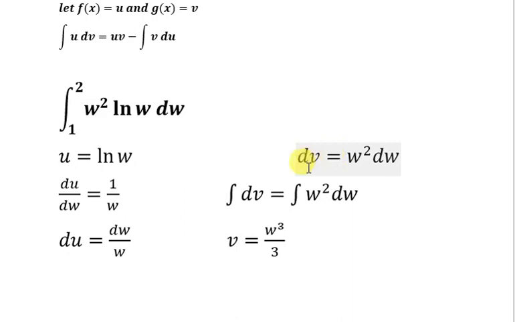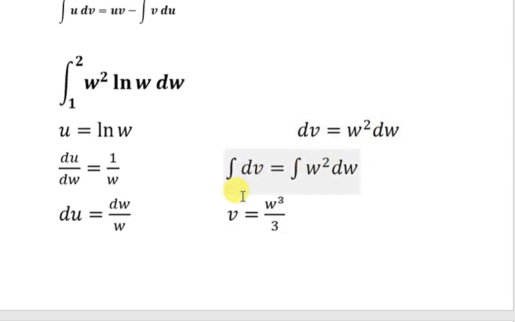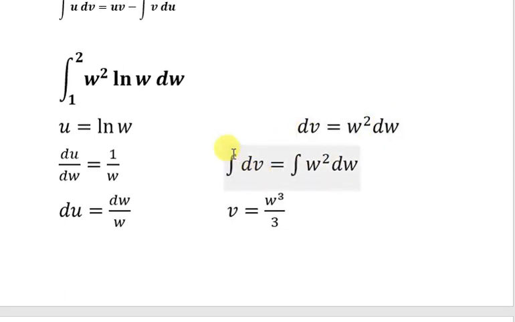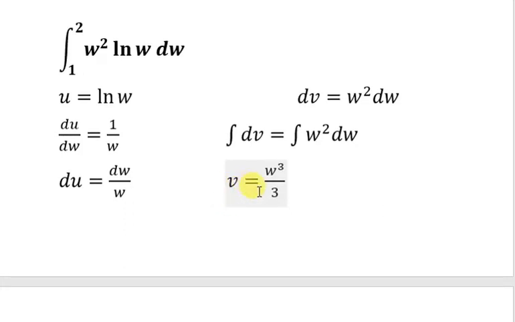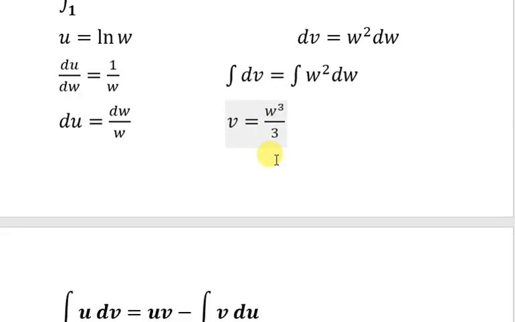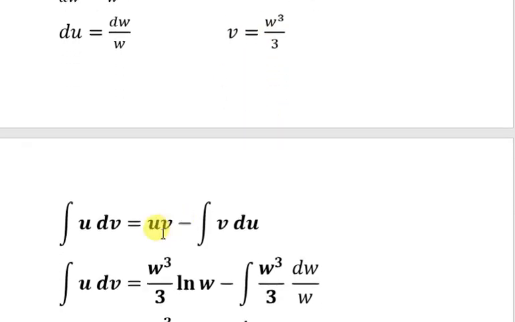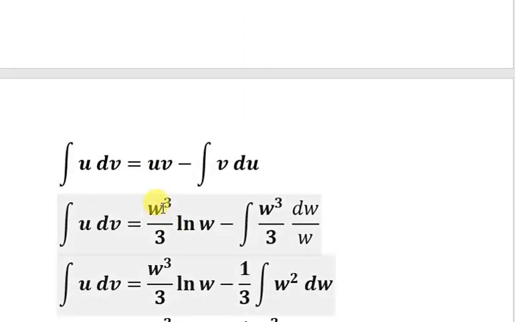Now at the right side, we have dv to be w squared dw, right? To get v, we need to integrate both sides. Remember, this one is a differentiated form, or the differential of v. So to get the v, we need to integrate the dv. Integrating both sides, we will be left with v equal to w cubed over 3. Good. The next thing we do is to input all of them into our original setup.